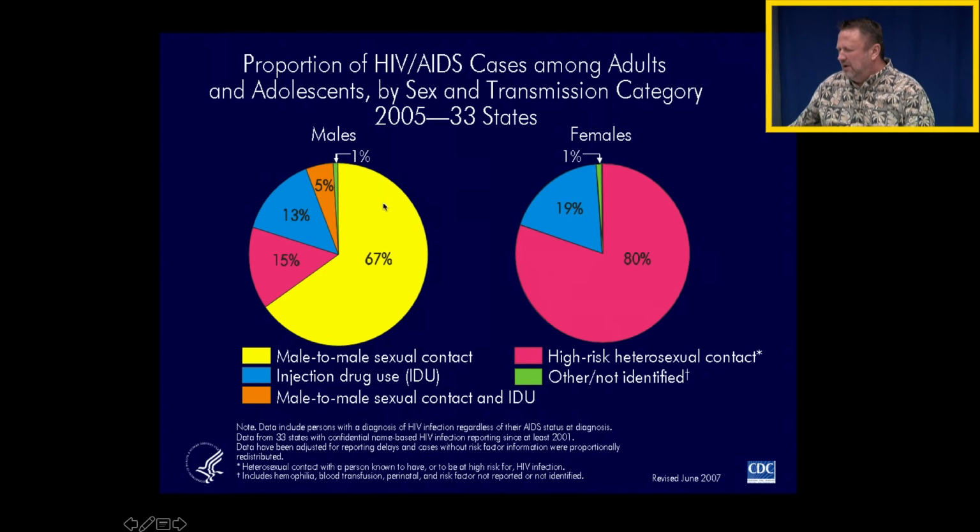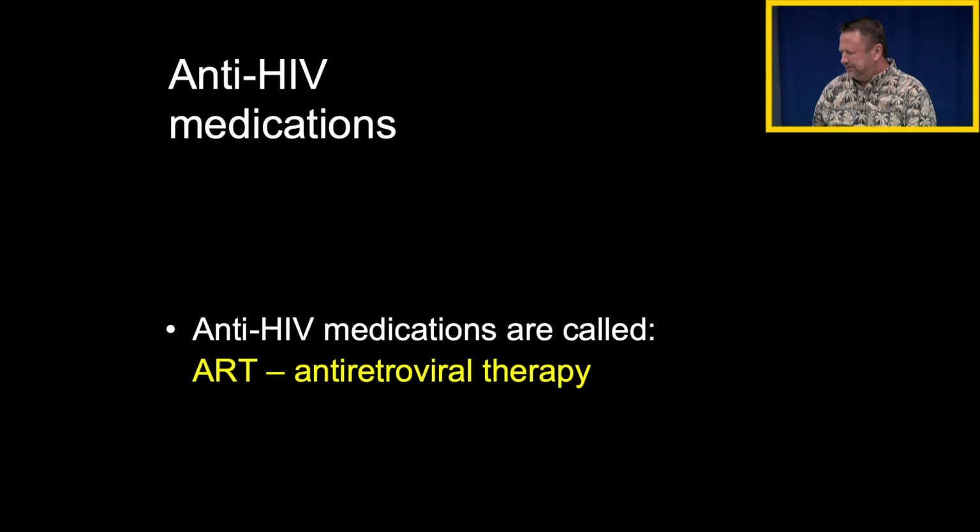Males, on the other hand: male-to-male sexual contact, homosexual contact, accounts for nearly 70% of HIV and AIDS cases. For men, only about 15% of those who have HIV contracted it through high-risk heterosexual contact, and injecting drug use is not too much different than in women. So I wanted you to see that for women, 80% is through high-risk heterosexual contact. For men, the highest risk is male-to-male sexual contact.